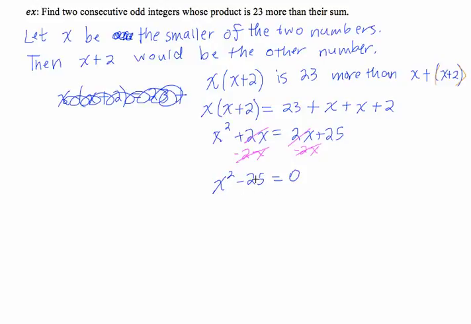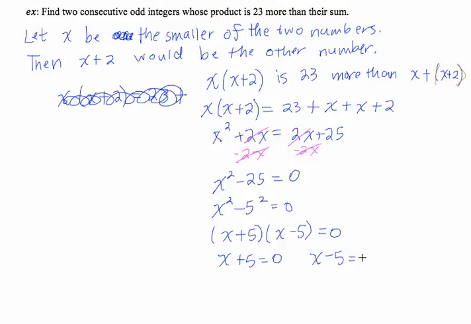It's a difference of two squares. This is x squared minus 5 squared. So it will factor into x plus 5 times x minus 5 is equal to 0. And then we set each factor equal to 0, and we get x equals -5 or x equals 5.